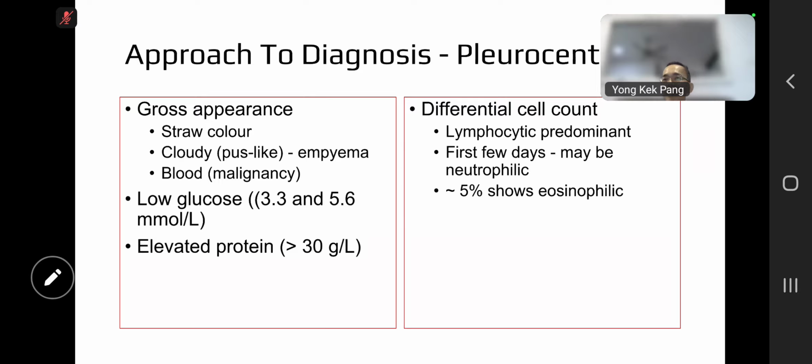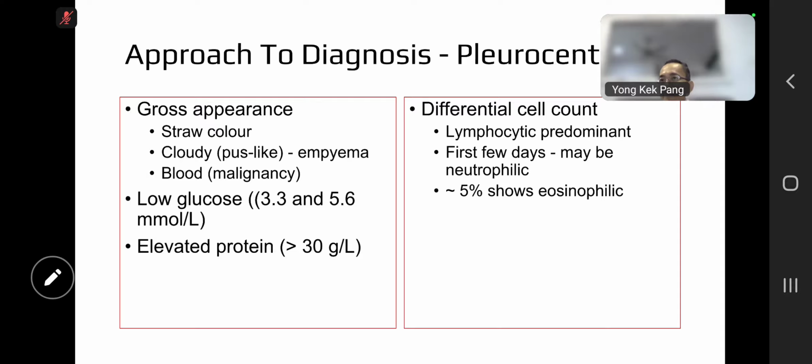Differential count, lymphocytic predominant. When we say lymphocytic predominant, we are referring to lymphocytes that are represented by more than 50% of the cell count. Okay, that is the meaning of lymphocytic predominant.